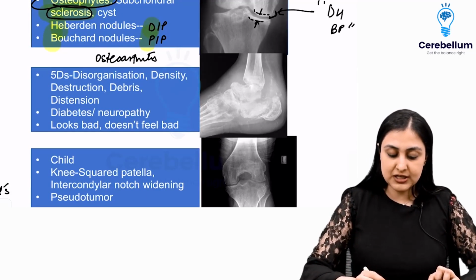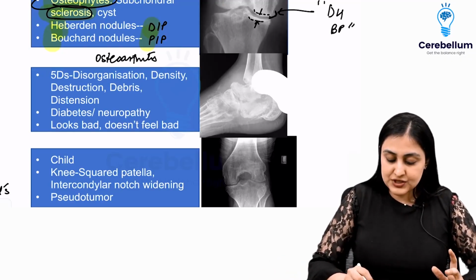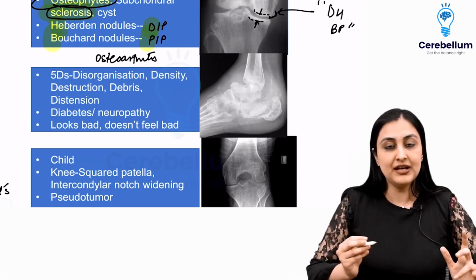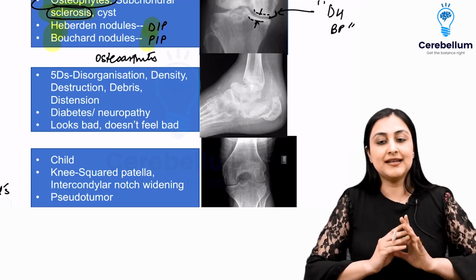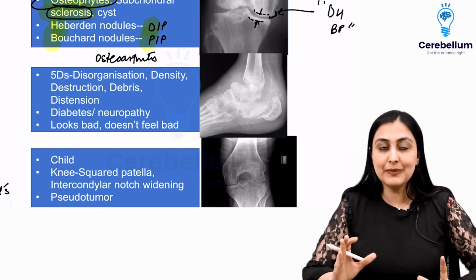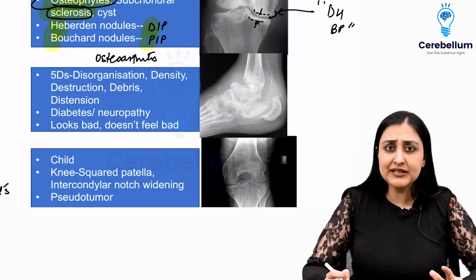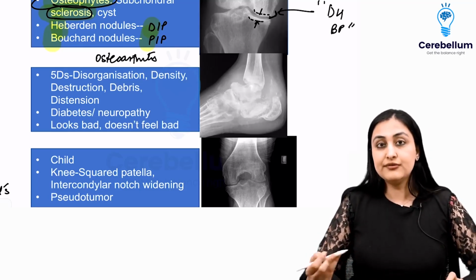Next, what we want to discuss is another form of non-inflammatory arthritis, wherein the hallmark is going to be a lot of destruction. In fact, the typical buzzword or phrase mentioned here is that on looking at the X-ray, you would be worried for the patient. It looks really bad, but the patient says, I don't have any pain, I don't have any symptoms, right? So it looks bad but doesn't feel bad.